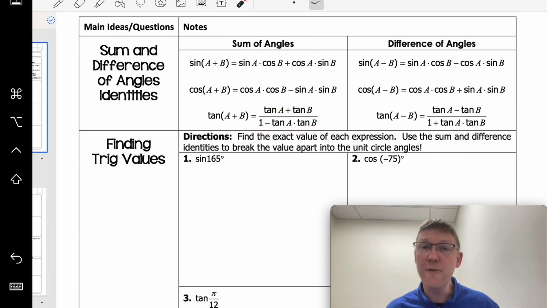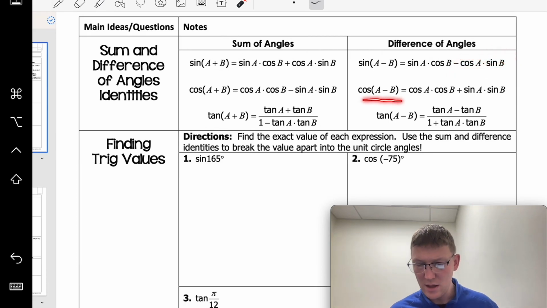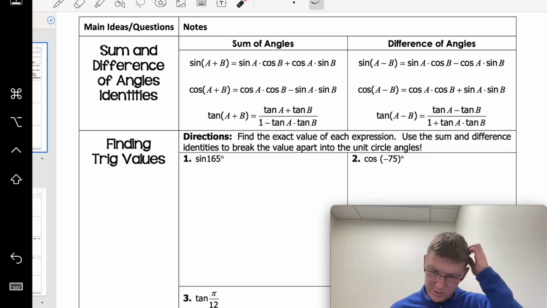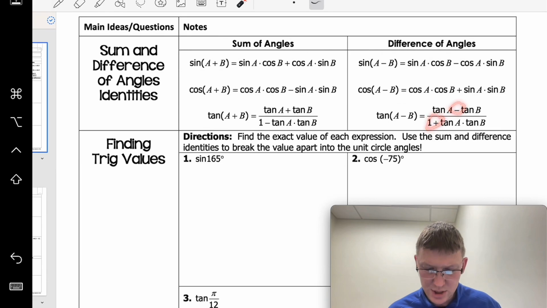And then difference of angles, so we can subtract, same thing, a minus b, this is inside the trig function. Then we've got sine of a times cosine of b minus cosine of a times sine of b. And then you've got a similar one right here for cosine of a minus b. And then tangent, it looks pretty similar except our signs have changed.